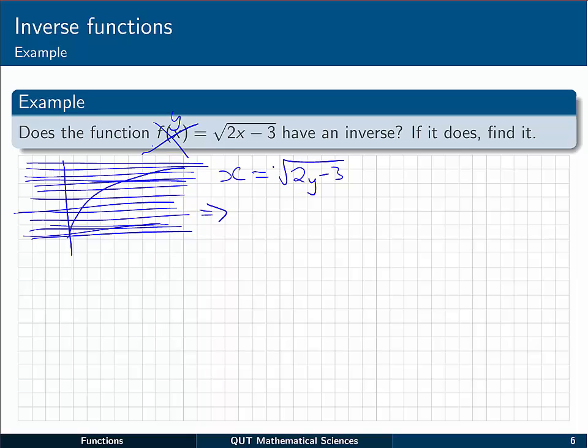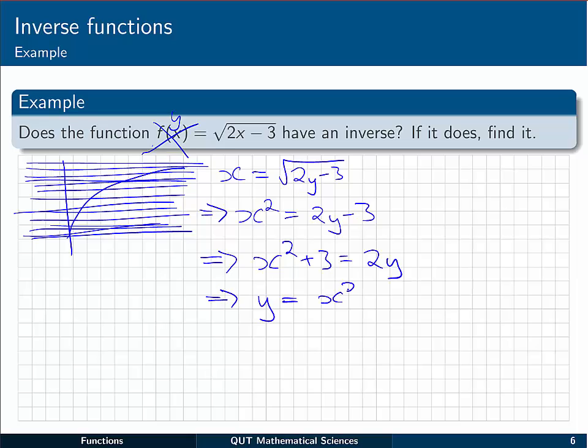And to get rid of that square root on the right, I'm going to square both sides. So we'll have x squared is 2y minus 3. Still trying to get at the y, I'll remove the 3 by adding a 3 to both sides. So x squared plus 3 is equal to 2y. Now finally, we need to get rid of the 2, so we'll divide both sides by that. We find that y is equal to x squared plus 3 all over 2.